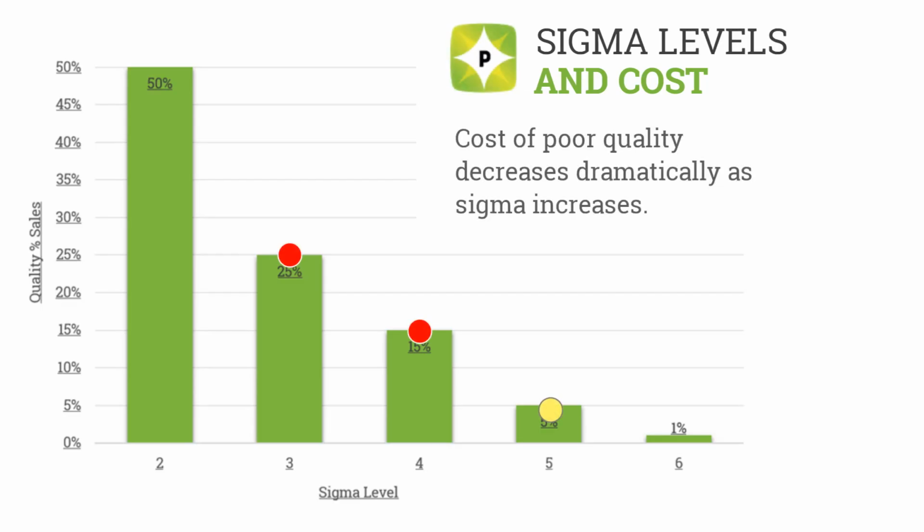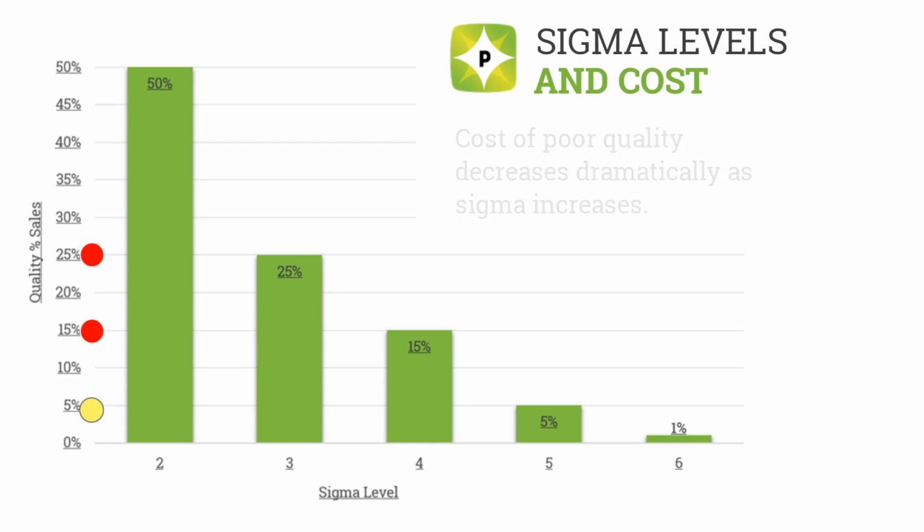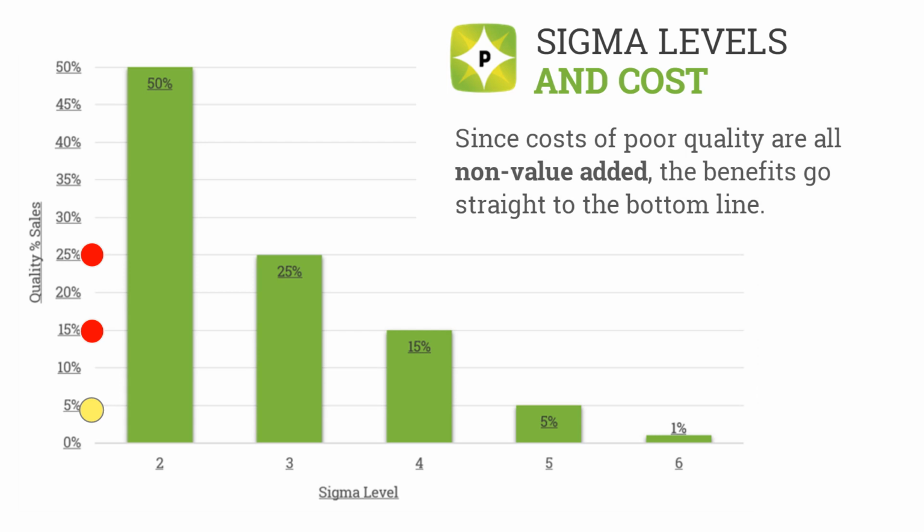Research has shown that quality levels are linked to costs. Costs rise exponentially as quality declines. This graphic shows that companies with quality at a 3 or 4 Sigma level spend between 15 and 25% of their sales dollars on cost of poor quality. Companies with quality levels near Six Sigma spend less than 5%. Since costs of poor quality are all non-value added, the benefits go straight to the bottom line. This is an important distinction between Six Sigma and the mindless cost-cutting programs that cut value instead of waste.